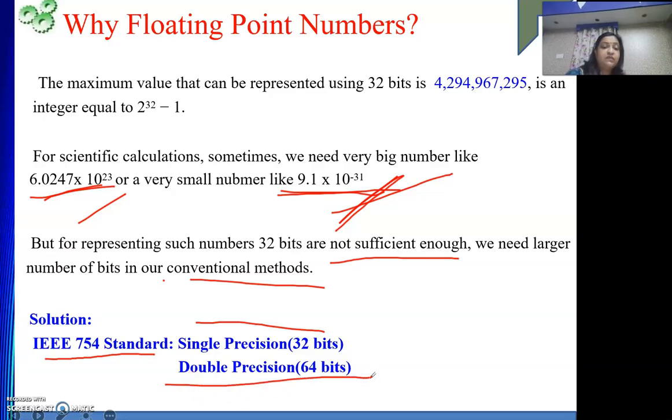Using this standard, we represent numbers using single precision and double precision. In single precision, we use 32 bits, and in double precision, that is two words, 64 bits. There we can deal with all these numbers easily, right? Even in 32 bits only, we can represent these numbers. How are we going to do it? That means how one number is represented using this standard, in single precision and double precision, we will see next.